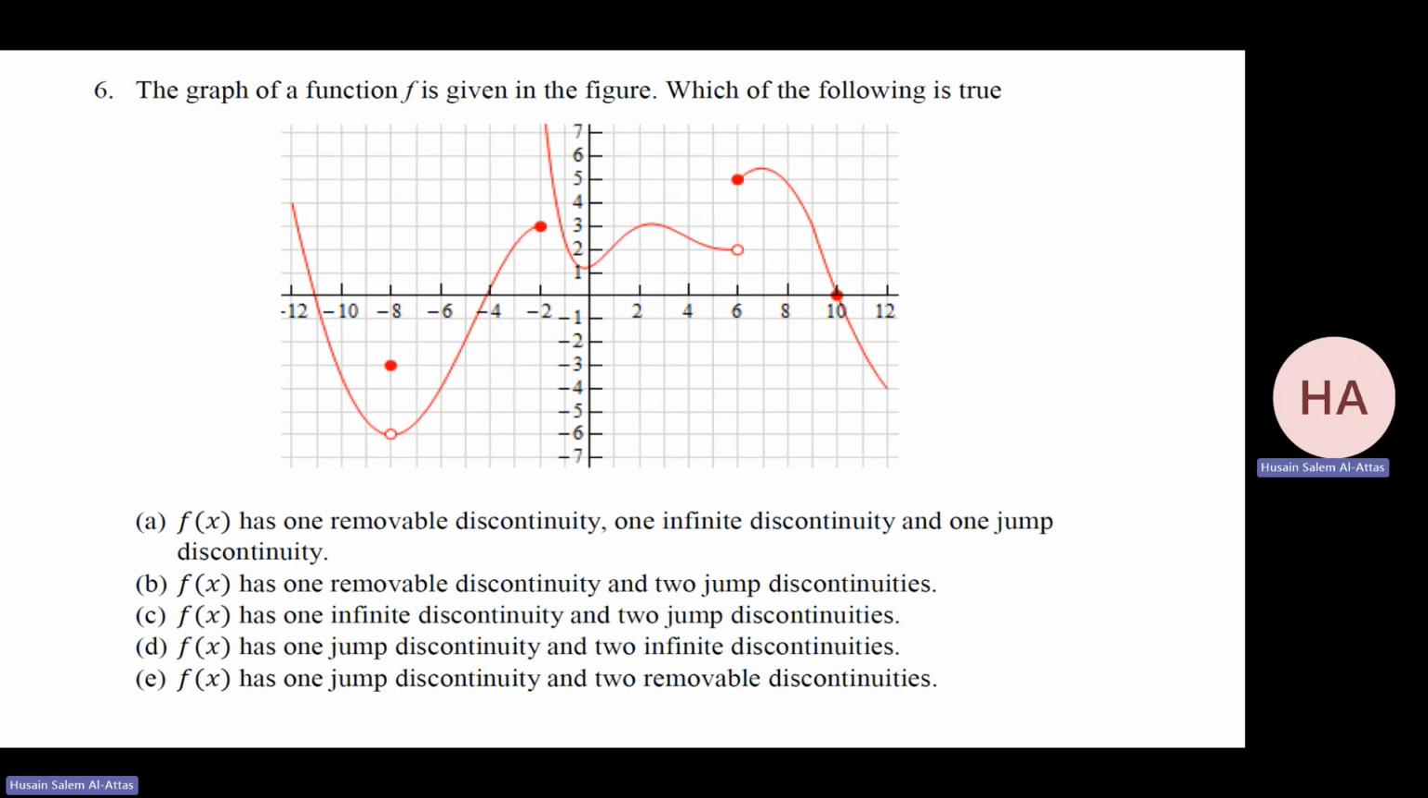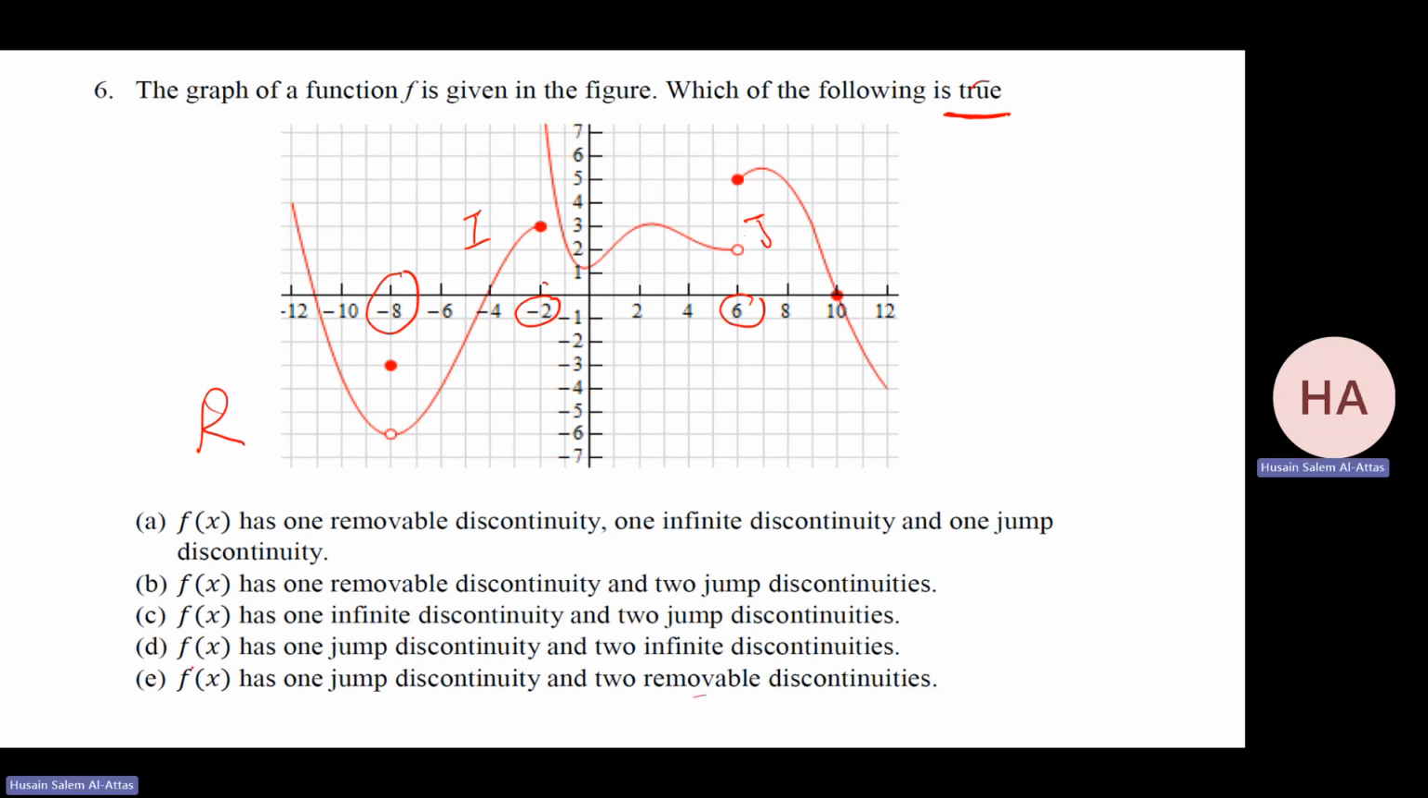Okay, the graph is given, which of the following is true? Let me do it backward. Has one jump discontinuity, and he's talking about the discontinuities. What kind do we have? Here we have a discontinuity which is removable. Here we have a discontinuity which is infinite. Here we have a discontinuity at 6, which is a jump.